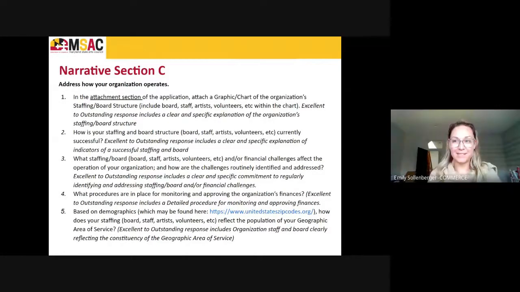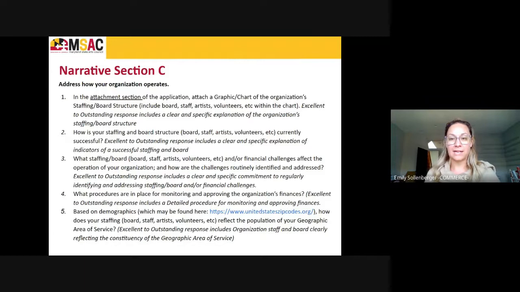Okay, great. So section C addresses how your organization operates. And I believe these are all five questions, and I'm going to read these. But again, please know that this is all written down with the rubric on the website too, that you can access. So the first question actually connects to the attachment section of the application.